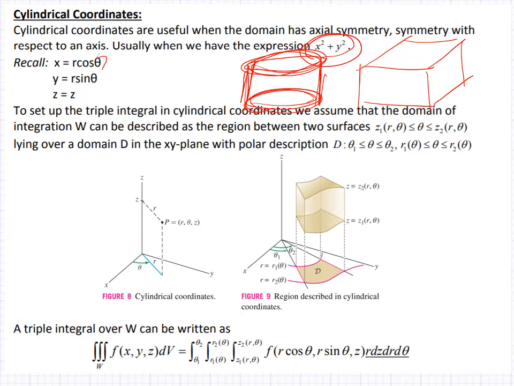Remember, this is the conversion that we use for cylindrical coordinates. x is r cosine theta, y is r sine theta, and z stays z. And we have this rotation in the xy direction, but a linear value in the z direction. That's how we get our point. So if our volume that we're integrating over is a box that's more similar to a cylinder, then maybe we want to use cylindrical coordinates.